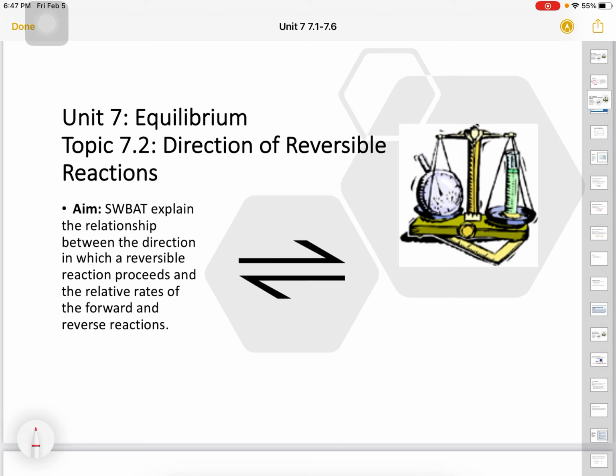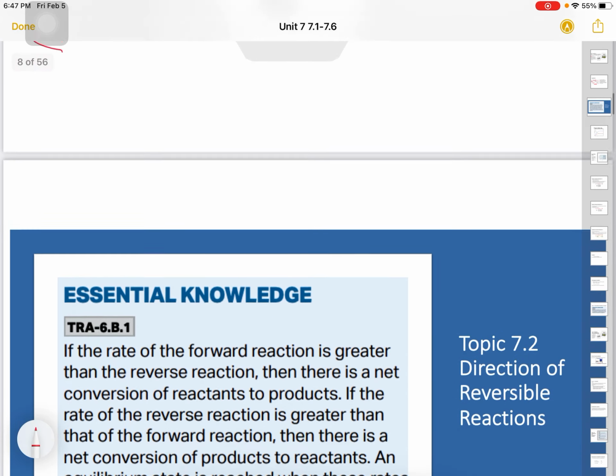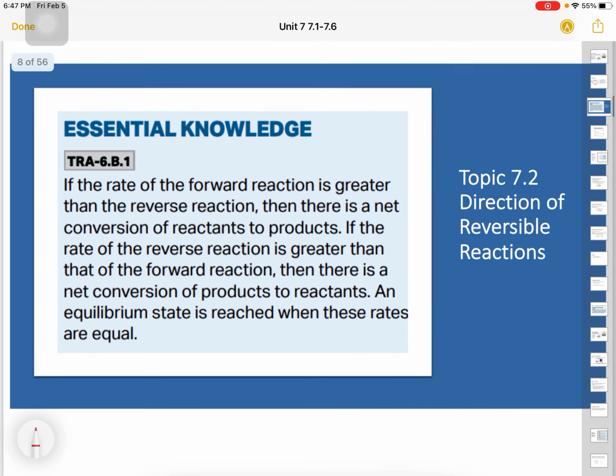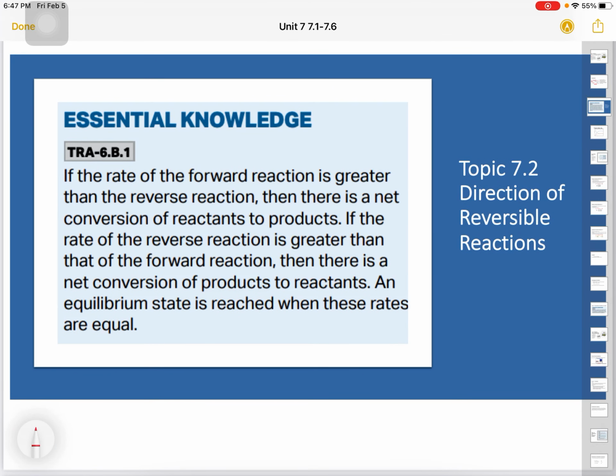Topic 7.2 just goes briefly into the direction of reversible reactions. So for this section, you'll be able to explain the relationship between the direction in which a reversible reaction proceeds and the relative rates of the forward and reverse reaction. So we're going to look at some graphs here, very similar to the kinetics graphs we did in Unit 5.